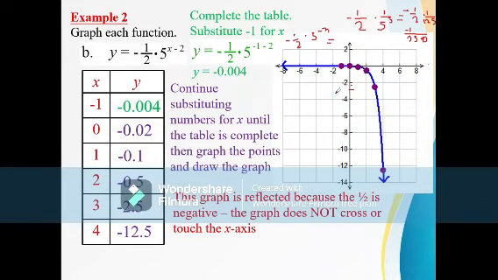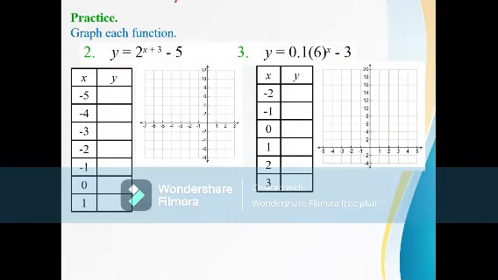And the asymptote would be the x-axis because there's no constant here, like there's no value of k after this expression, or term. Okay, let's continue. Now let's have a practice. Graph each function. y is equal to 2 to the power of x plus 3 minus 5.